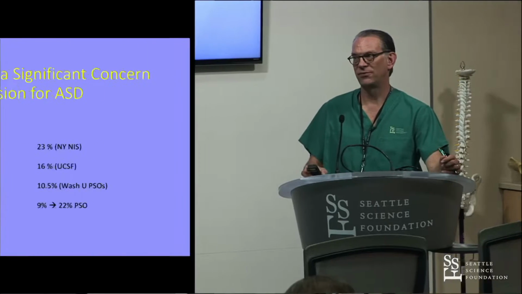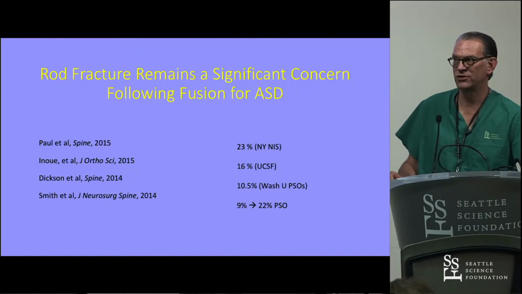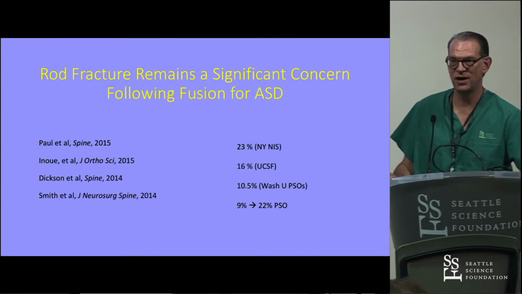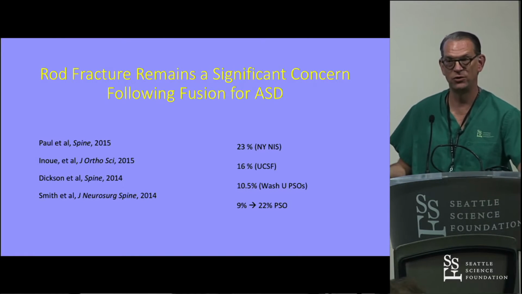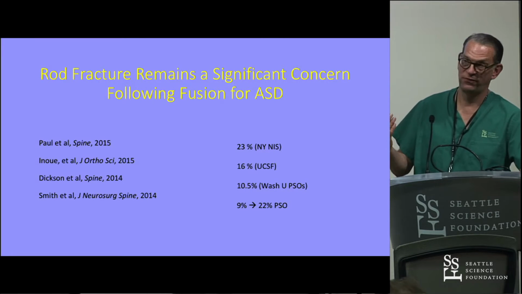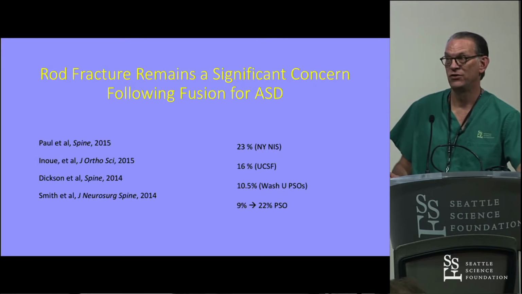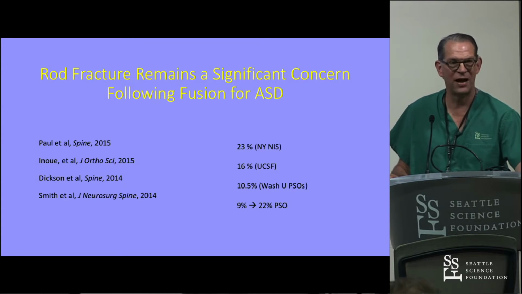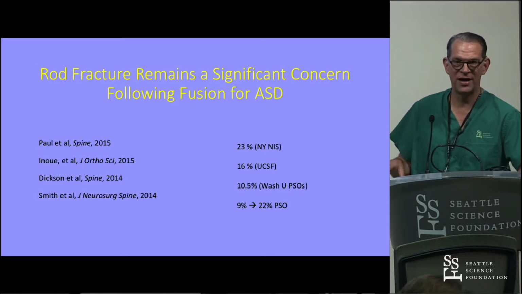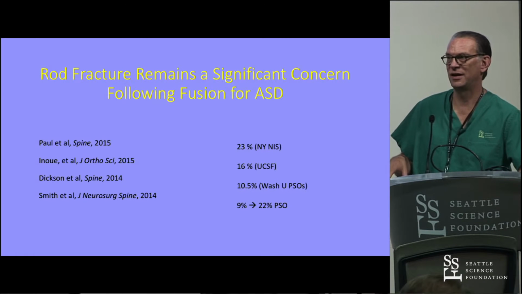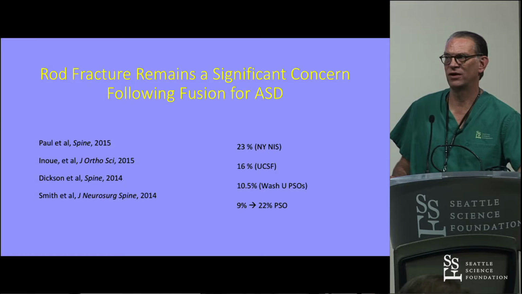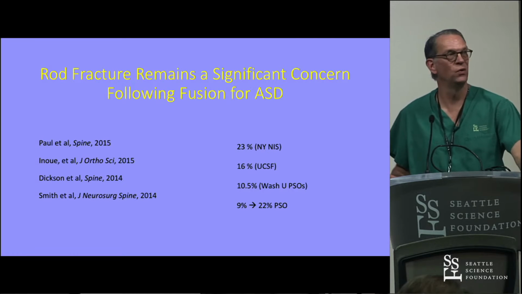So rod fracture does remain a significant concern following fusion for adult spinal deformity. And I think when we say rod fracture, we're really talking about a situation where there's been a non-union or a failure of fusion. So when the fusion heals, typically the rods don't fracture, or if we do see a rod fracture with a healed fusion, really it's a clinically silent phenomenon in most cases. So it's not symptomatic usually, I think, unless there is significant residual motion due to a non-union.